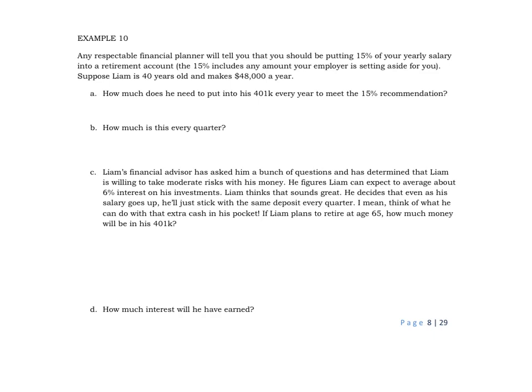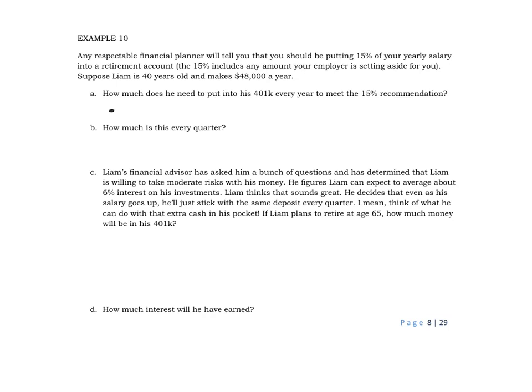Finance Example 10. Any respectable financial planner will tell you that you should be putting 15% of your yearly salary into a retirement account. The 15% includes any amount your employer is setting aside for you. So suppose Liam is 40 years old and makes $48,000 a year. How much does he need to put into his 401k every year to meet the 15% recommendation?